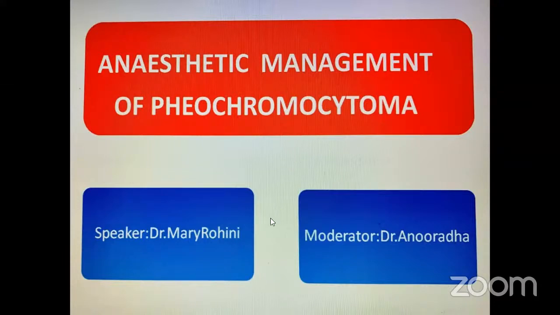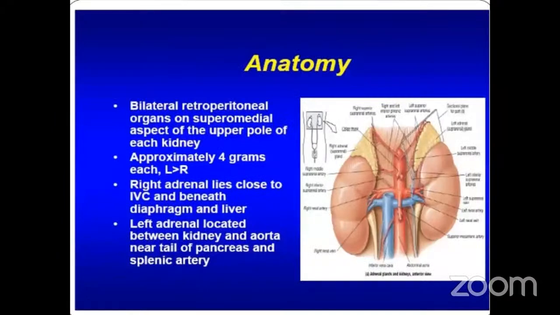Coming to the anatomy of the adrenal glands, these are bilateral retroperitoneal organs located on the superior middle aspect of the upper pole of each kidney, each weighing 4 grams. The left weighs somewhat greater than the right adrenal. The right adrenal gland lies close to the inferior vena cava and beneath the diaphragm and liver, whereas the left adrenal gland is located between the kidney and aorta near the tail of the pancreas and the splenic artery.